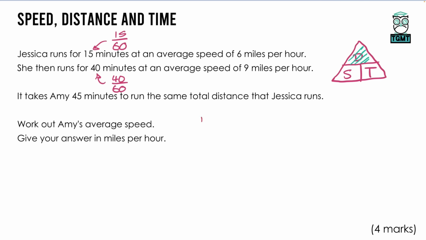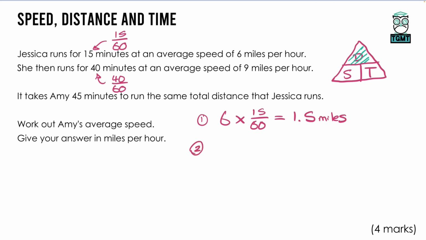So in the first part of this, Jessica runs for 15 minutes at an average speed of 6. So 6 multiplied by the time, which is 15 over 60. There we go, and that's going to give us her distance for that first part, and we'll just type that into the calculator, 15 over 60, and that comes out as 1.5. So she runs 1.5, we were looking at miles, so I'll write miles with that, so I recognise that it's a distance.